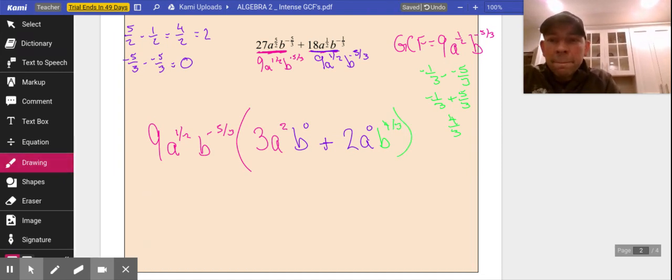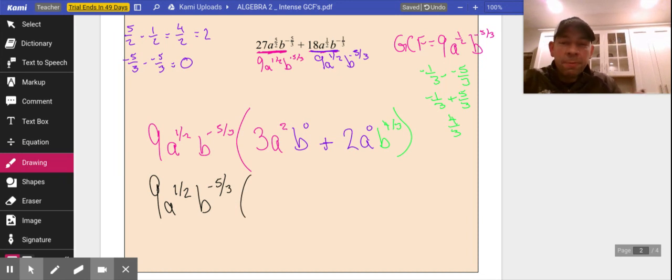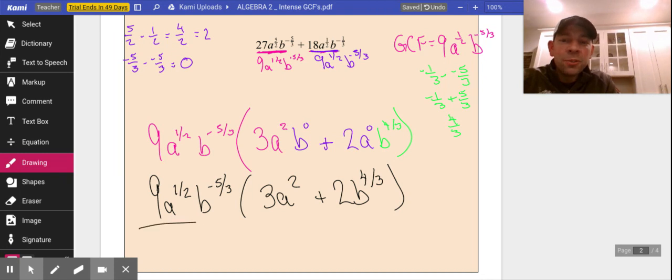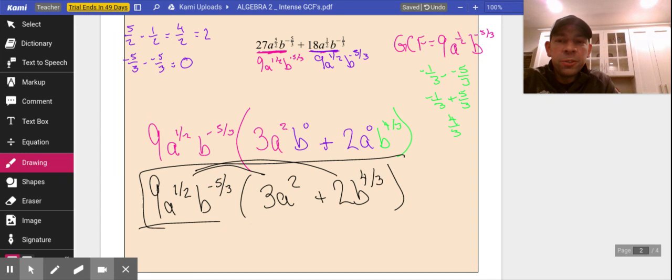And you know what? If I rewrite this just one more time, for today, we're not going to be bothered by having a negative exponent in our final answer. So that b to the negative 5/3 is totally okay. We'll get 3a squared plus 2b to the 4/3. Again, like we said on the previous problem, if you have any doubts, you could take your GCF and distribute it back in to check your answer. But we're in really good shape right here.